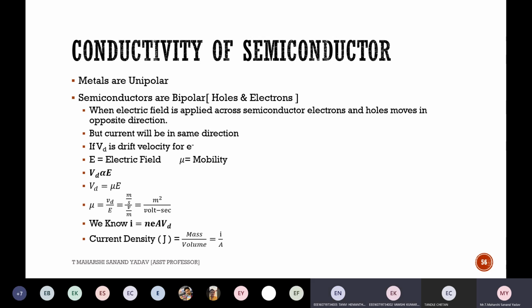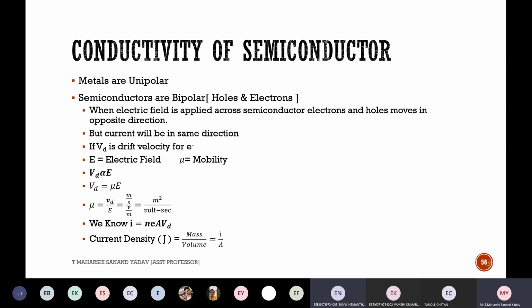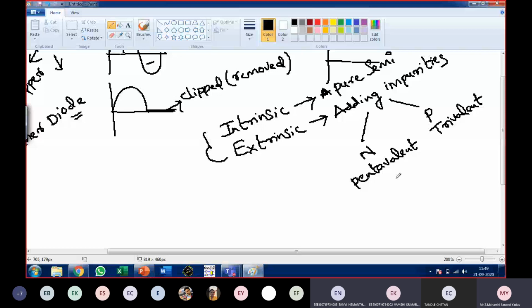N type is pentavalent, and P type is trivalent. Pentavalent means fifth group. Trivalent means third group.